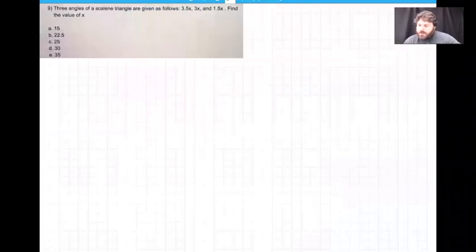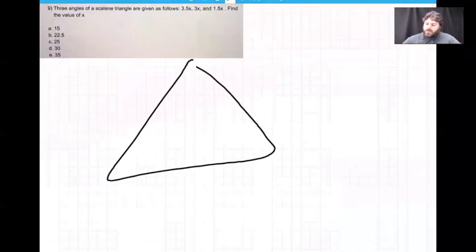All right, three angles of a scalene triangle are given as follows: 3.5x, 3x, and 1.5x. Find the value of x. Scalene just means that none of the angles are the same. We've got an angle here of 1.5x, one here that's 3x, and one here that's 3.5x.